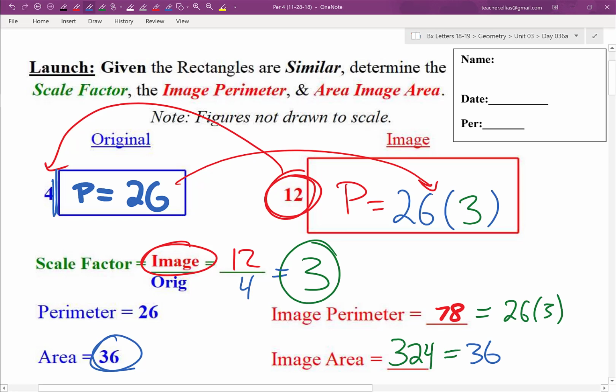Where'd you get the 36 from? Area of the original. And that's the area. Good. And where are you getting the 3 from? Scale factor. And it's not enough just to do that, right? Square it. And that's what you're forgetting. So just on how to do it, it's the original area times your scale factor squared.